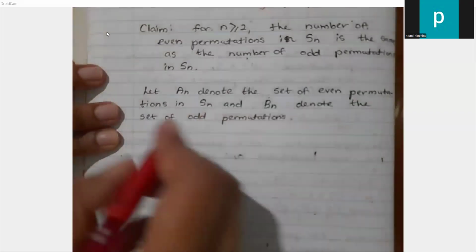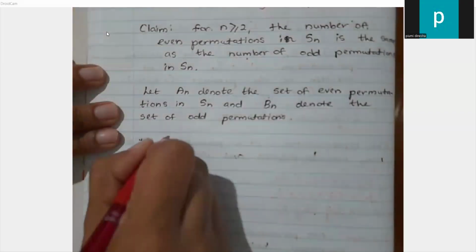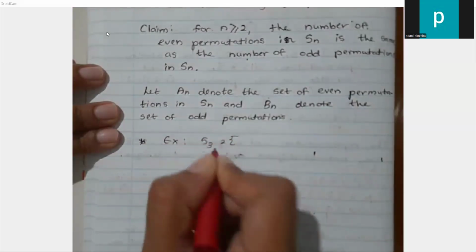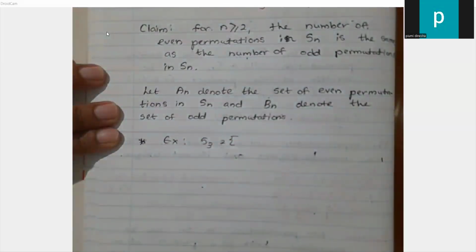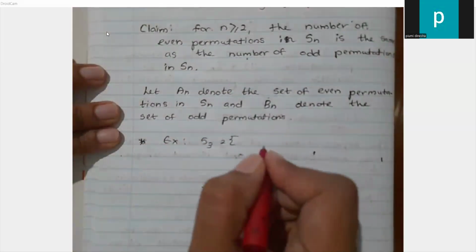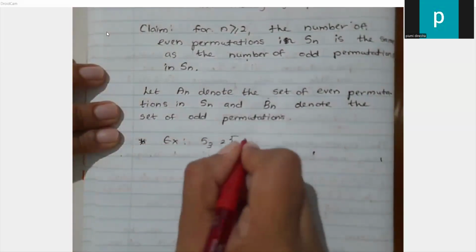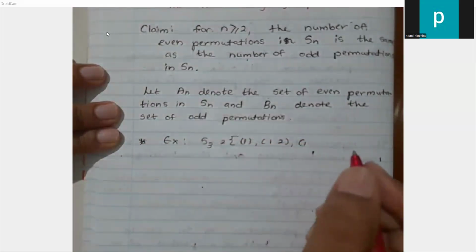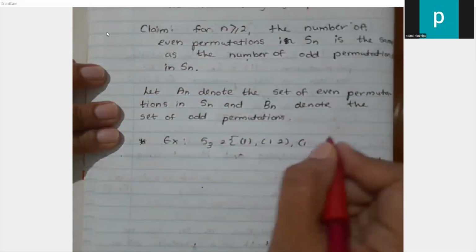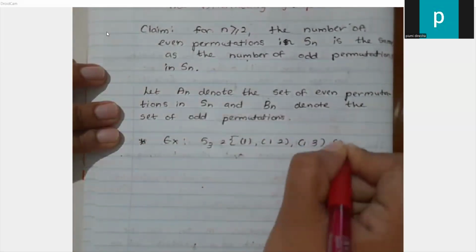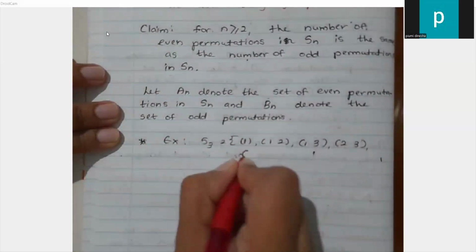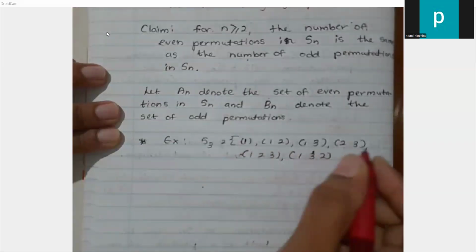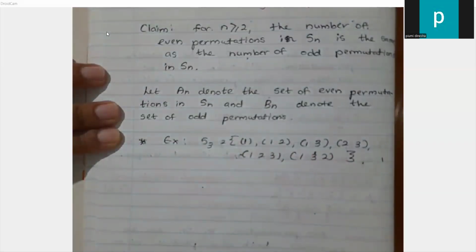Now, let's look at one example to try and understand this. Let's take S3, which we are very much familiar with. What are the elements in this group? You've got the identity, then (1 2), then (1 3), (2 3), (1 2 3), and (1 3 2). All 6 elements are there.